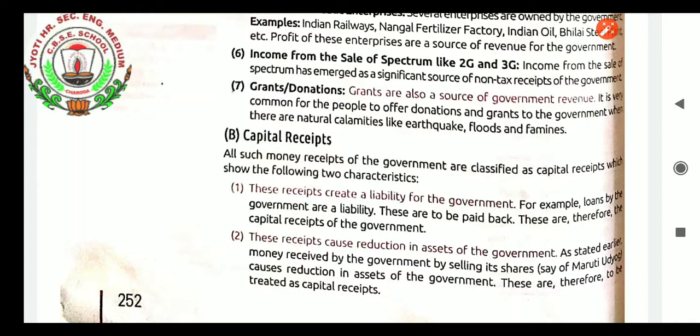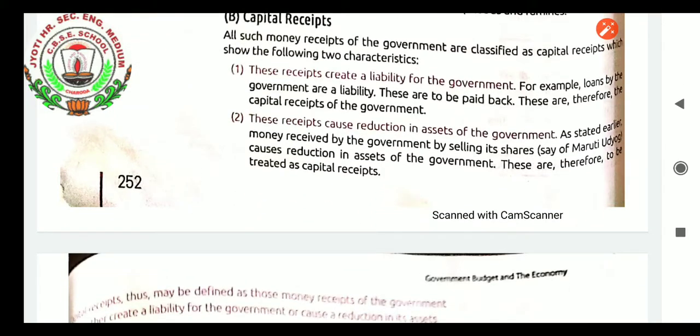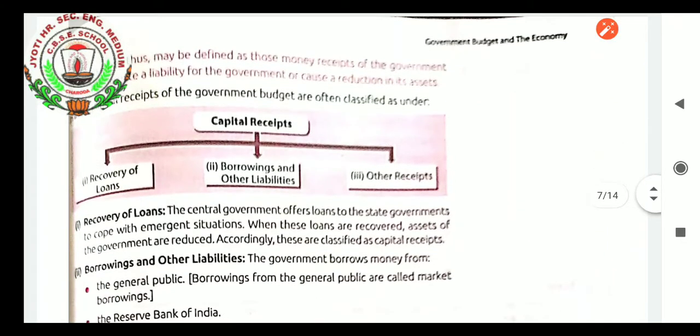Second, this receipt causes a loss of asset, a reduction in assets of the government. As stated earlier, money received by the government by selling its shares, say of Maruti Udyog, causes reduction in assets of the government. These are therefore to be treated as capital receipts. Capital receipts thus can be said to be those money receipts of the government which create liability for the government and also cause reduction in the assets of the government. It is known as capital receipt. If we see these two impacts in any transaction, then definitely it will come under capital receipts.